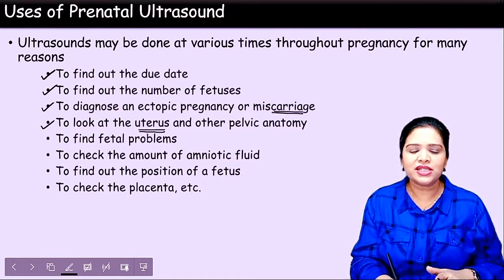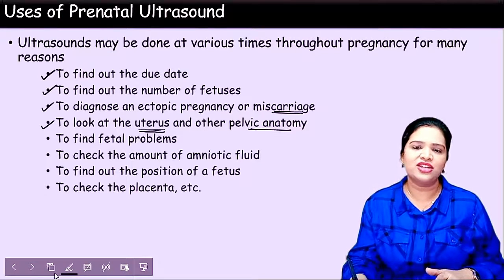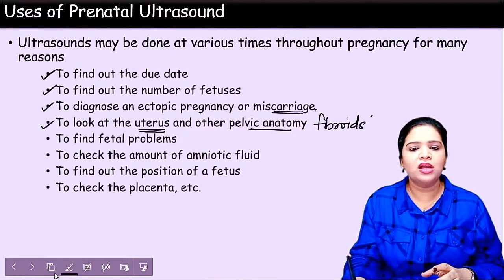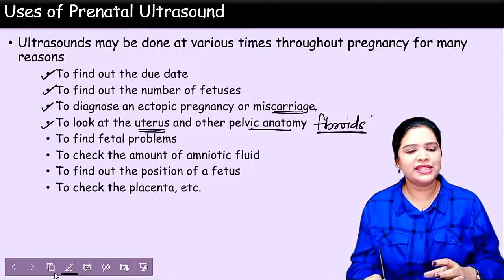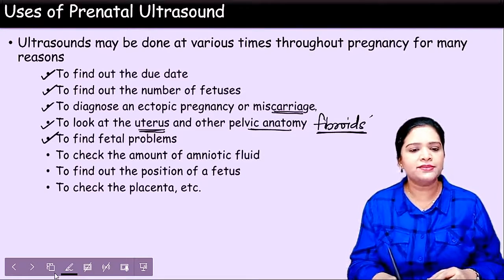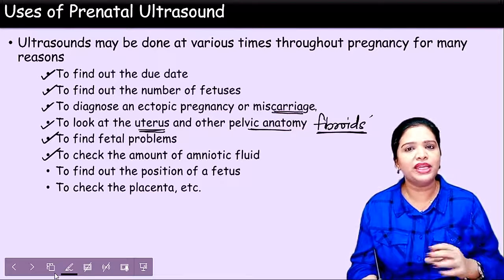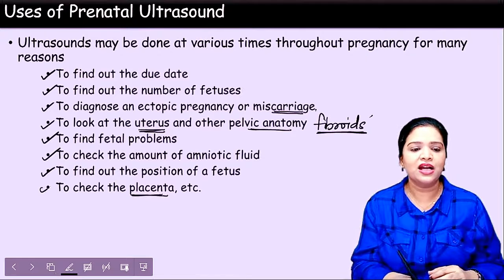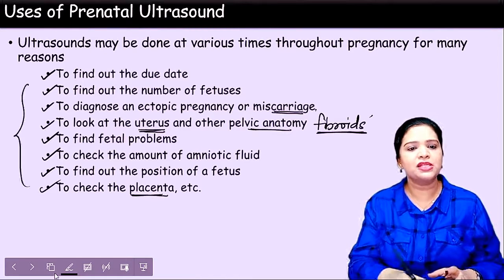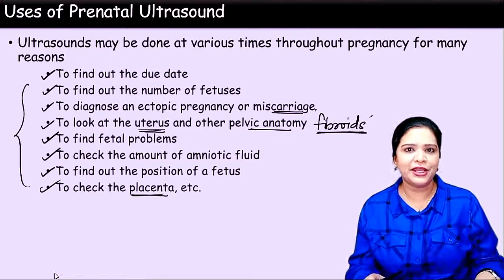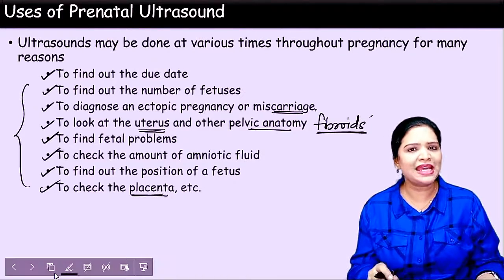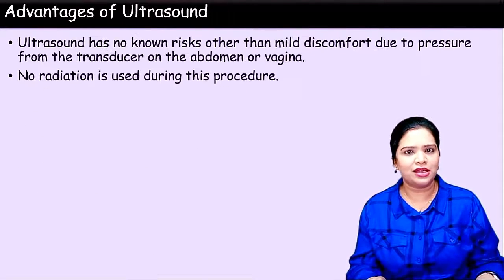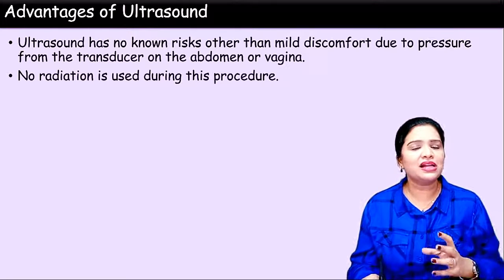To look at the uterus and any pelvic anatomical changes. For example, if there are fibroids in the uterus, those can be observed through an ultrasound scanning. Or to find out fetal problems, to check the amount of amniotic fluid surrounding the fetus, to find out the position of the fetus, to check the placenta and its status. There are many purposes for a prenatal ultrasound scanning. This ultrasound scanning is the same as we scan for other abdominal organs or the kidney. So almost the same technique.